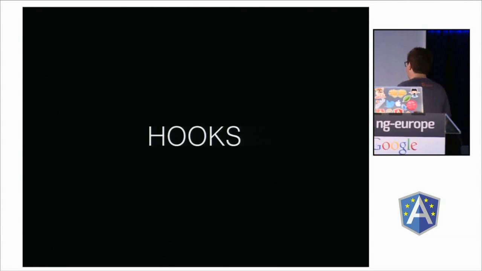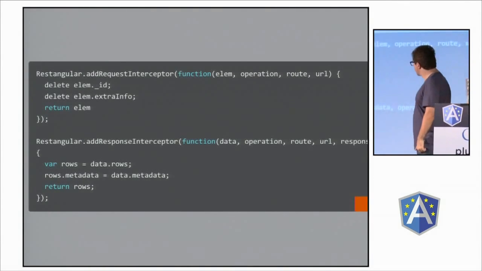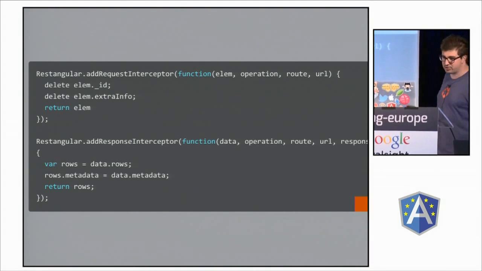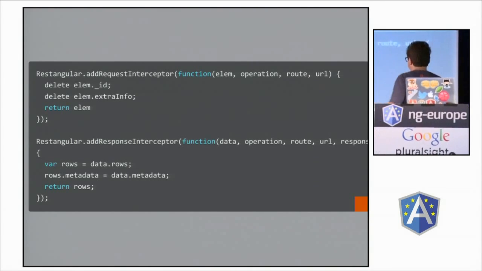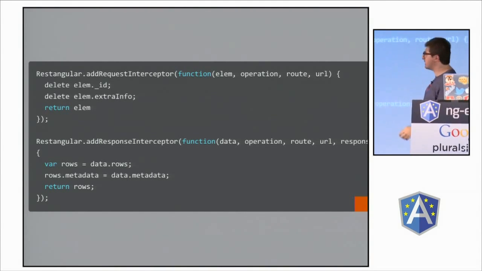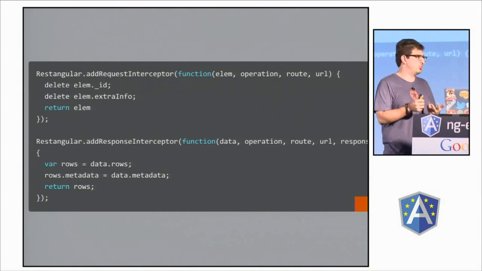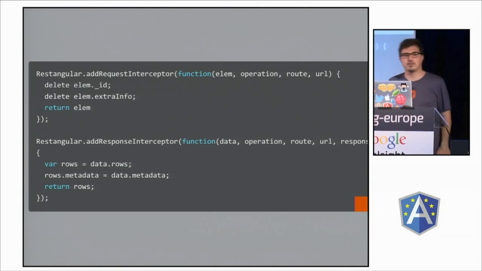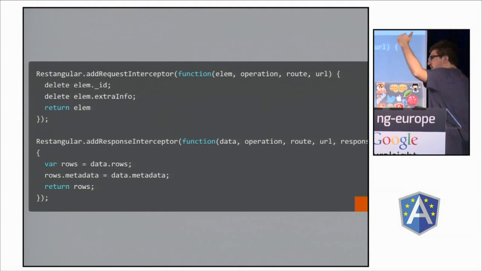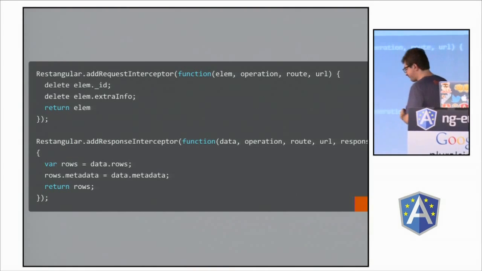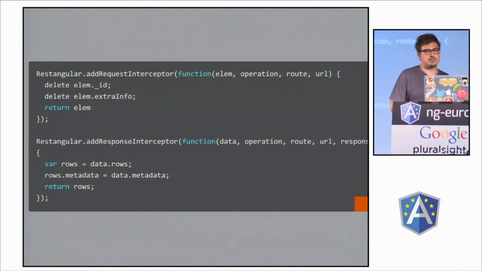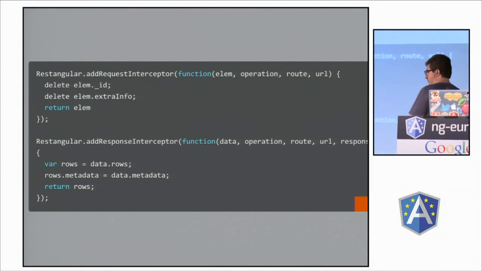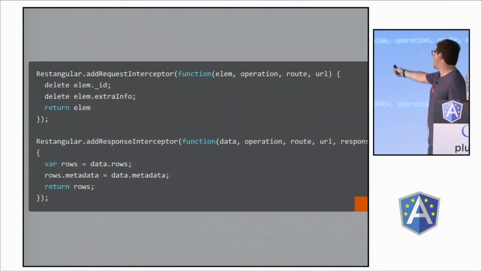So now, hooks. I've told you about hooks before in the flow, and this is how hooks look in Restangular 1.x. I have this add request interceptor and add response interceptor. I get all of these parameters, like the element itself that is being sent, the operation, which is like get, put, post, the root, the resource name, and the full URL. And then in there, you could do whatever you want and return the element, or element, request params, and the headers, as I was saying. The only problem with this is that it's general. So if you wanted to run this request interceptor only for the users resource or only for cars, you would have to put an if there.